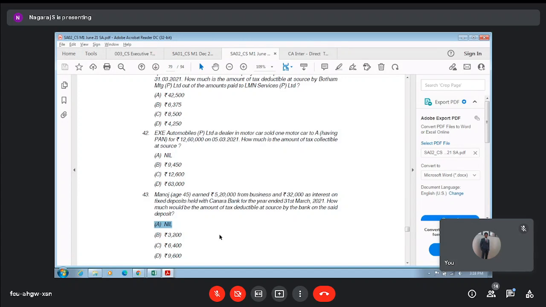The 80TTA, 80TTB, core banking. Core banking means for all the banks put together. If the interest is more than 10,000, then the bank will deduct the TDS. What is the amount? Please check that amount. I think it is 50,000, I believe. If I am correct, it is 50,000 or somewhere 40,000 or 50,000. Then only the bank will have to make the TDS.